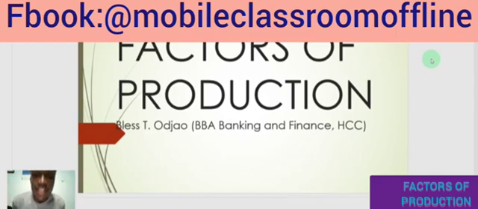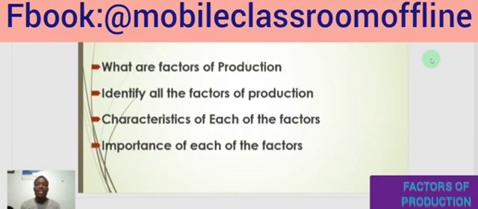Alright, so in this video, we are going to look at the factors of production. We are going to look at the various factors that are used in production. In the learning objectives, we are going to explore all the factors of production. We are going to look at the various types, understand what each of them stands for. We are going to look at the various characteristics of each of the factors that we identify. And we are going to look at how important those factors are, as well as their relevance to the study that we are about to look at.